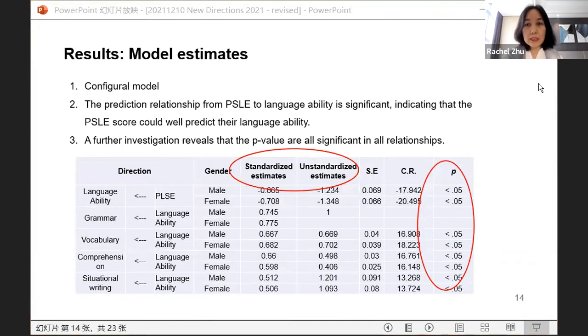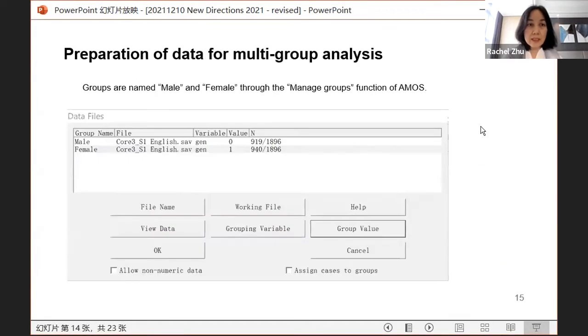Okay, so for the model estimates, it is based on the Configural model. As we can see from the p-value and the standardized and unstandardized estimates, the prediction relationship from PSLE to language ability is significant, indicating that PSLE score could well predict their language ability. And for our further investigation, for the other relationships, we also can see a significant p-value here. Yes, so that's the model estimates.